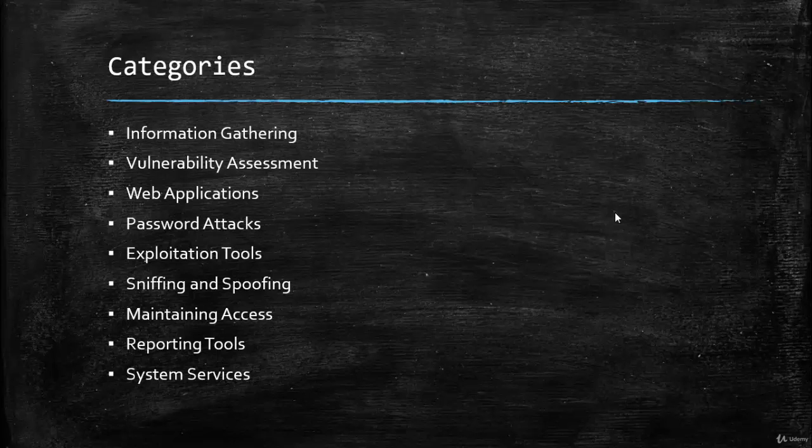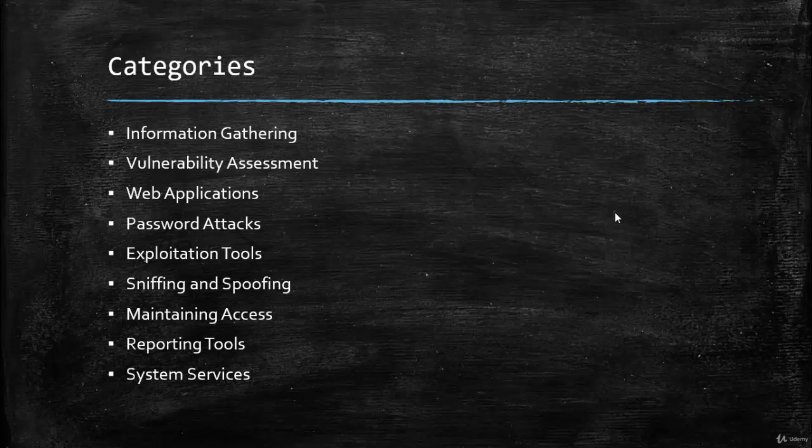Vulnerability assessment. Vulnerability assessment has tools to scan for vulnerabilities. Using this category of tools, we can gather vulnerability reports of servers, like database servers and Cisco-based networks. Web applications. The web application category has tools related to web-based applications such as web vulnerability scanners, proxies, database exploitation, and crawlers.